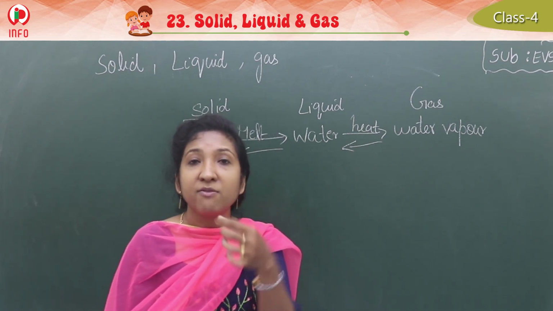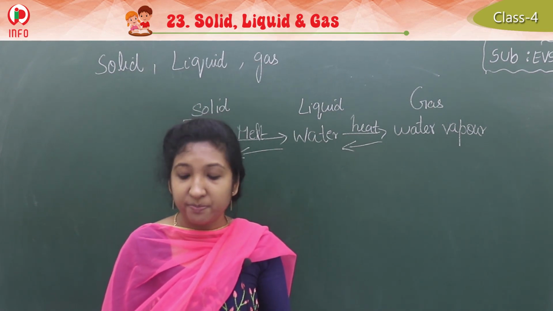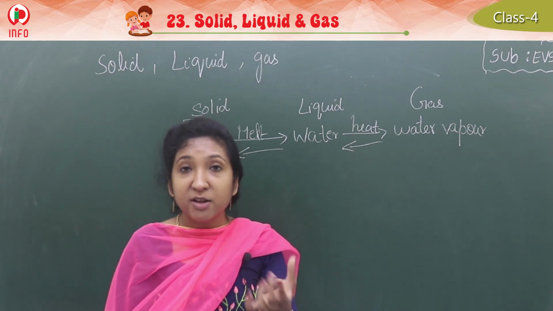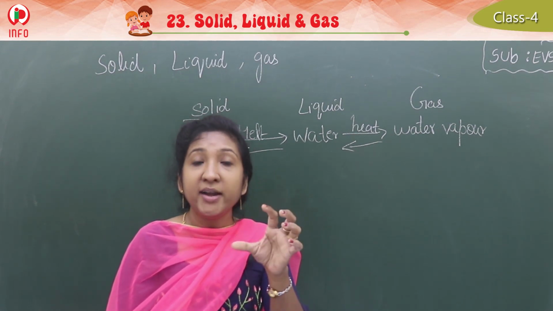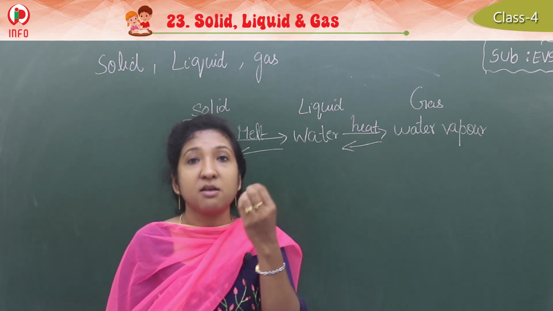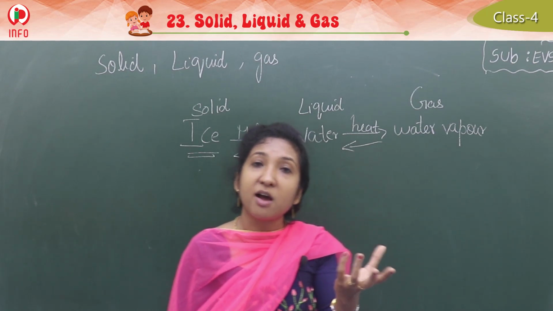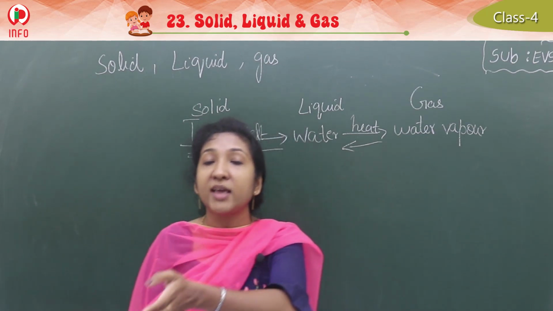Mothballs are solid. When we burn them, they form gas. So it is an example of sublimation, solid to gas. Or if we burn camphor, you can see that camphor is actually a solid, a kind of medicine. When we burn it, you can see gas coming out. So these are examples of sublimation, converting a solid directly to gas.